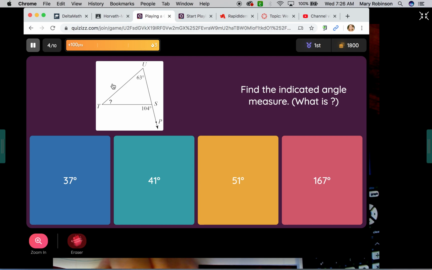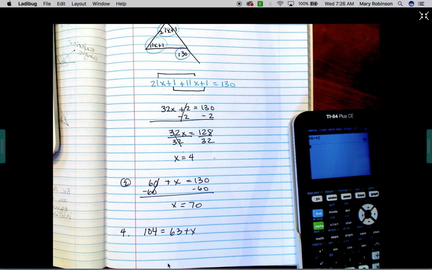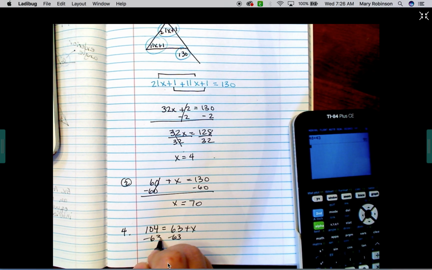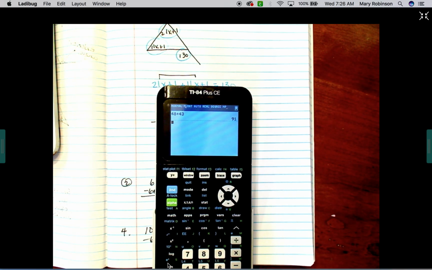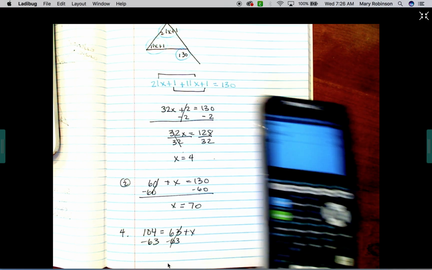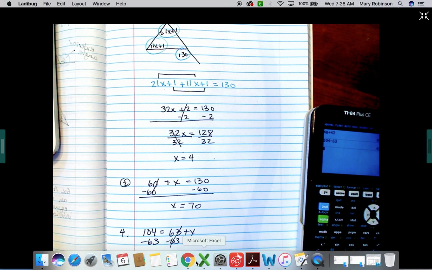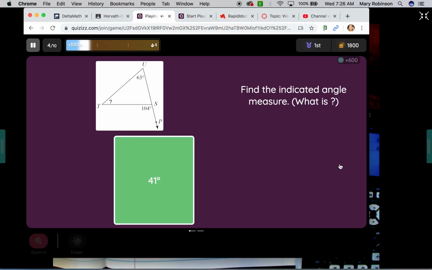This is problem 4 here. 104 is equal to 63 plus x, which of course means I would subtract 63. So remember, if you're given the outside angle, just subtract the inside. So that would equal 41. So 41.